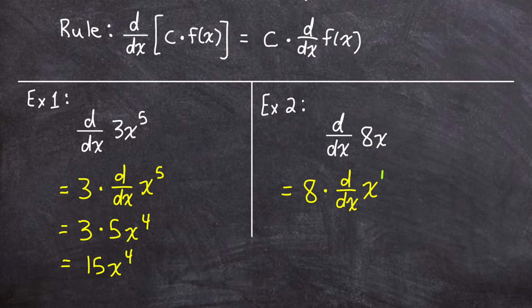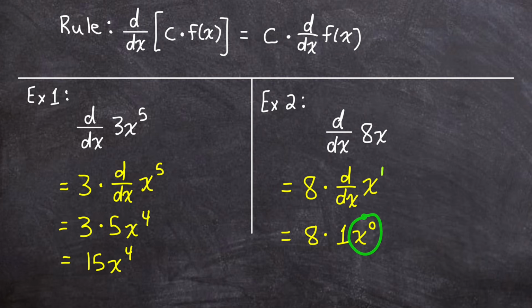So when calculating the derivative, I can leave that constant factor of 8 and multiply it by the derivative of x. Using the power rule, I take the exponent and write it as the coefficient, keep the base, and then reduce the exponent by 1, making the exponent 0. And x to the power of 0 means there are no factors of x, so we could just erase it, which means the overall derivative is equal to just 8 times 1, which is of course 8.